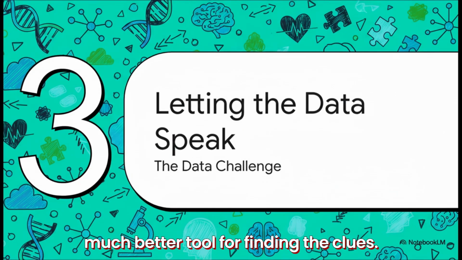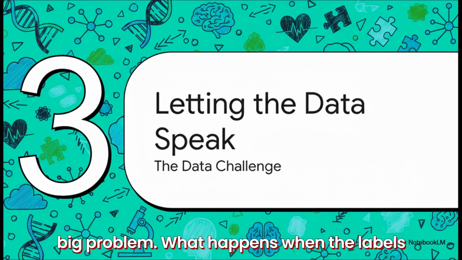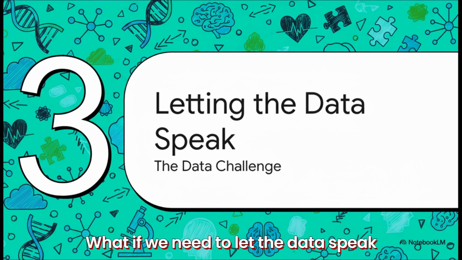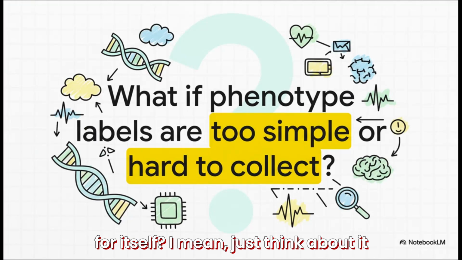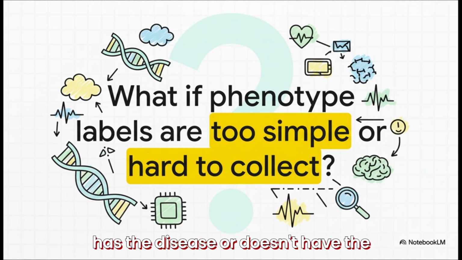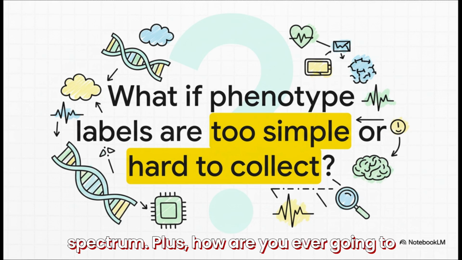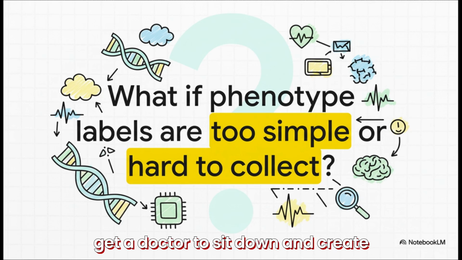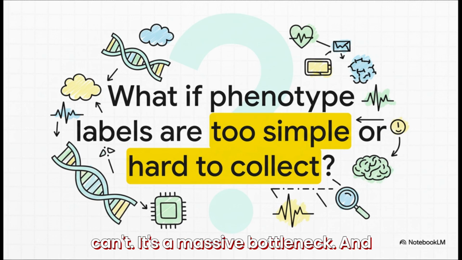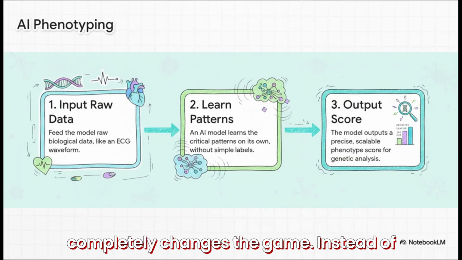Okay, so we've got a much better tool for finding the clues. Awesome. But that just reveals the next big problem. What happens when the labels we're using, the phenotypes, aren't perfect? What if we need to let the data speak for itself? I mean, just think about it for a second. Labeling someone as either has the disease or doesn't have the disease is, well, it's pretty crude, right? Biology is almost always a spectrum. Plus, how are you ever going to get a doctor to sit down and create detailed labels for 1 million people? You can't. It's a massive bottleneck. And this is where AI phenotyping just completely changes the game.